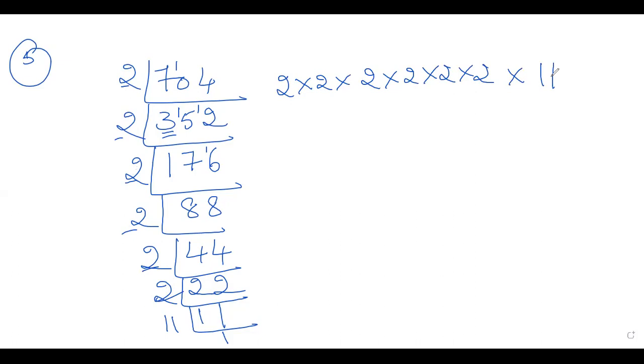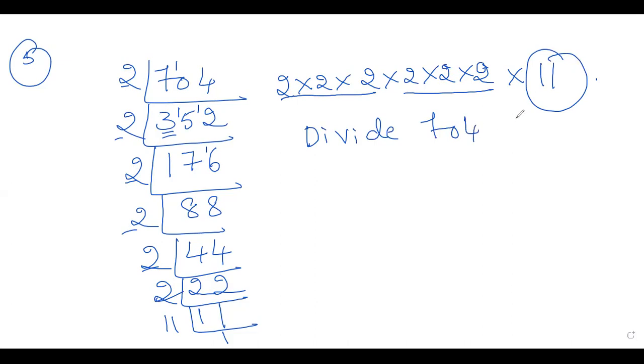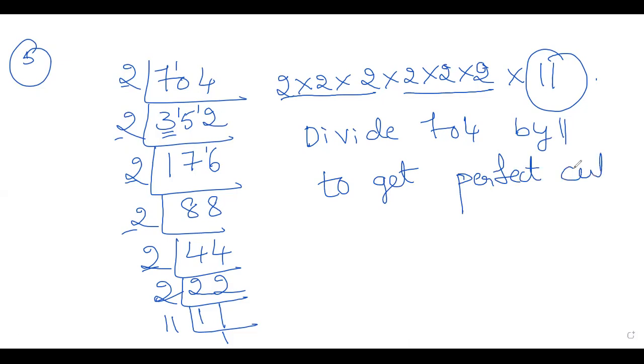And we have 111. Right? Next, group 3, 3 factors. 1, 2, 3. 1, 2, 3. Here 11 is left off, right? So we have to divide 704 by 11 to get a perfect cube. Understood? Next one.